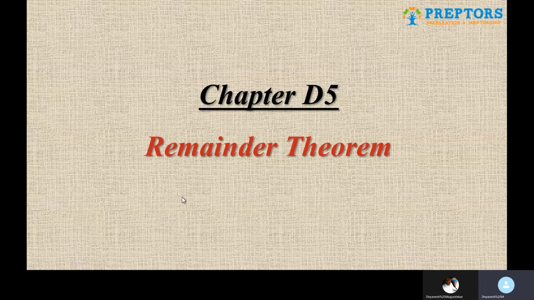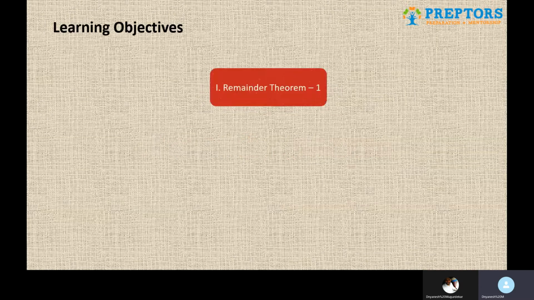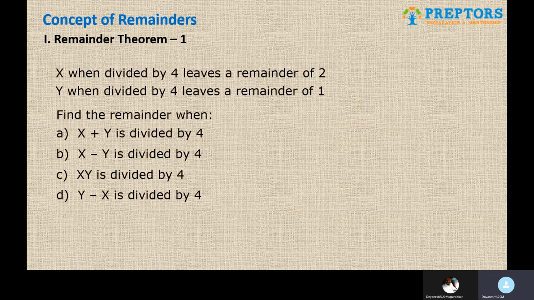Hey guys, so we are doing the last topic from the chapter, which is basically the remainder theorem. Now let's see what this is all about. We have a few statements which we need to analyze. The statements are: x when divided by 4 leaves a remainder of 2, y when divided by 4 leaves a remainder of 1. And then there are four questions.